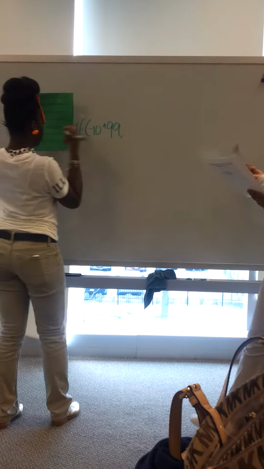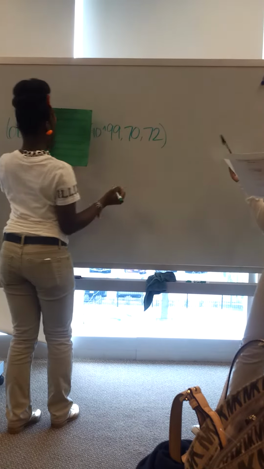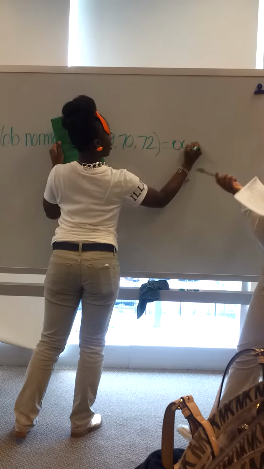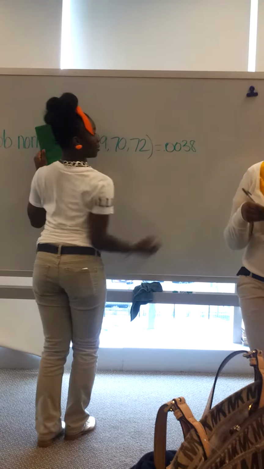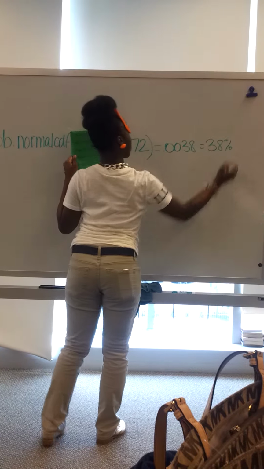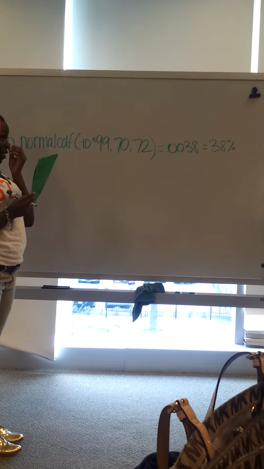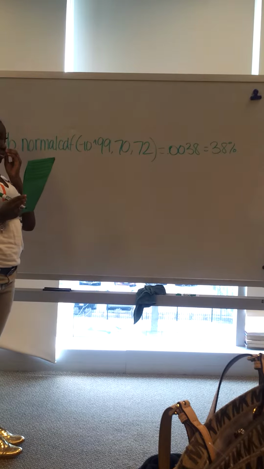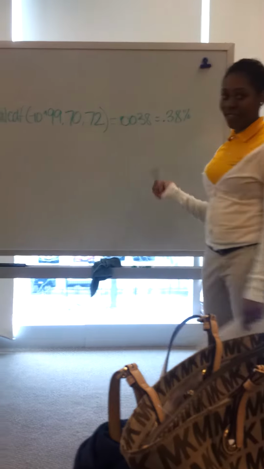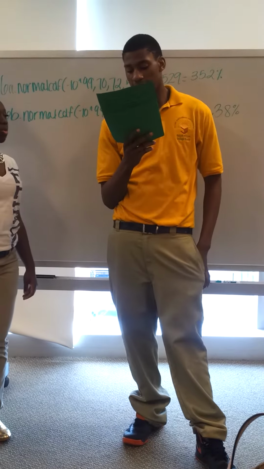And we will use the equation SD equals the standard deviation over the square root of N to get our new standard deviation, so we can find our answer to our problem. And we will use a normal CDF function on our calculator where we will plug in our new standard deviation, and we get 0.0038, which equals 38%. Sorry, correction, 0.38%.